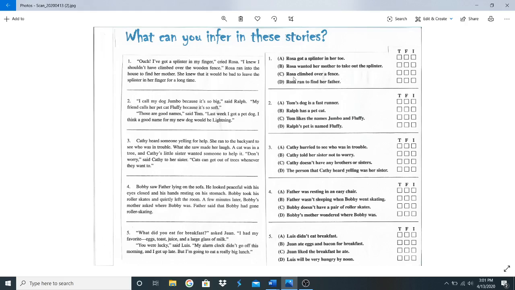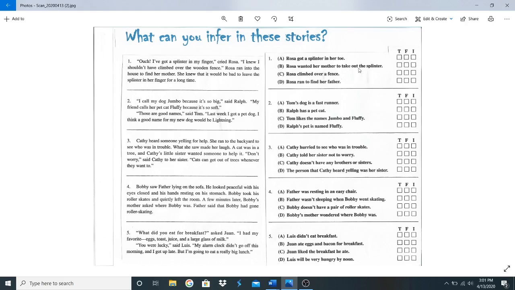Go on to C. Rosa climbed over a fence. Well, it said, "I knew I shouldn't have climbed over the wooden fence," so it told us directly in the story, so that one would be true. D. Rosa ran to find her father. Well, she ran into the house to find her mother, but it never mentioned father in the whole little story. So the fact that she ran to find her father was false. So you would mark F for false.